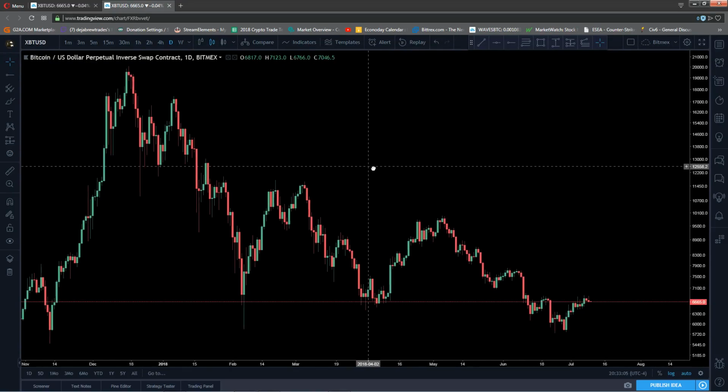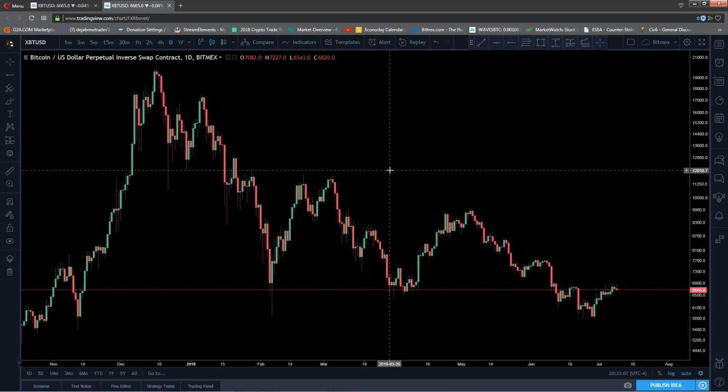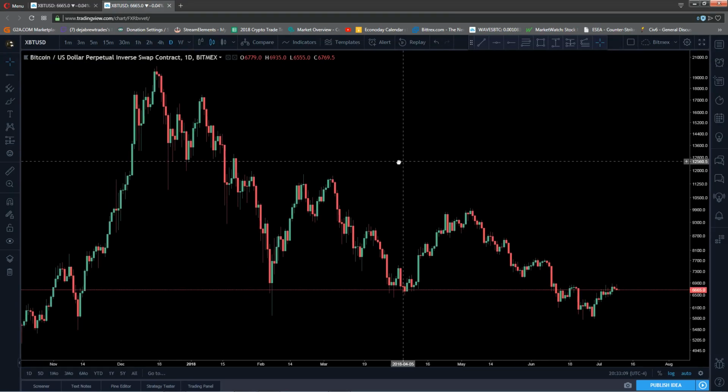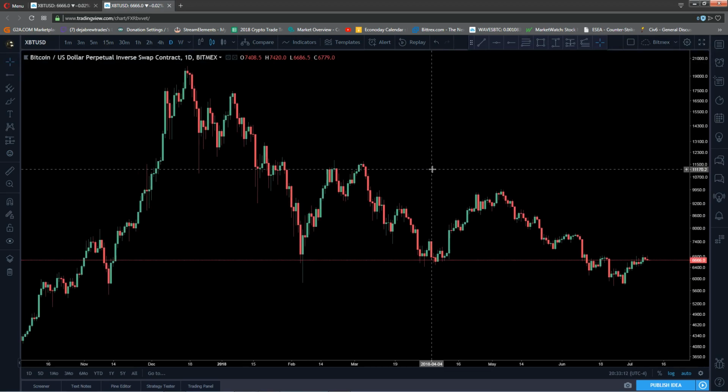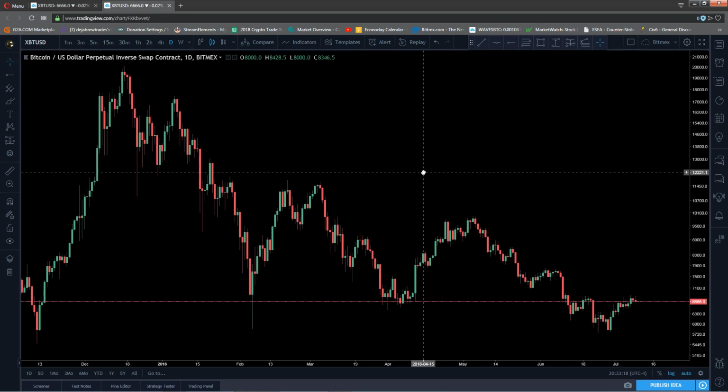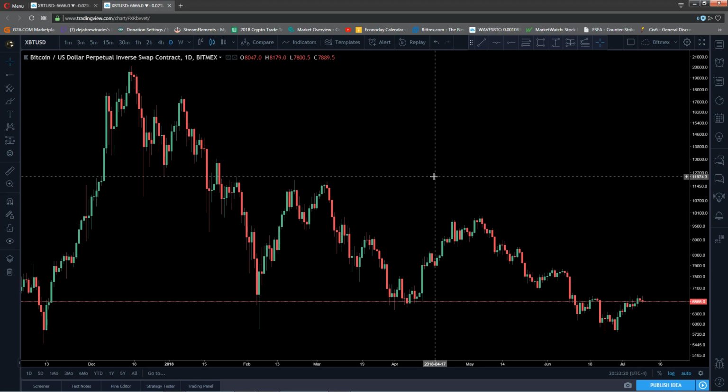Now, using everything that we've learned in this lesson, in our next lesson, we are going to talk a little bit more in depth of my price levels, how I use them as targets, how I use them as support and resistance, using fractals and swing highs and swing lows.